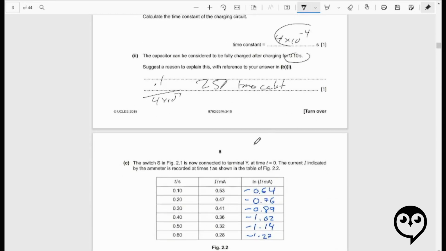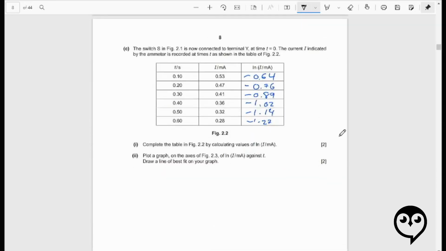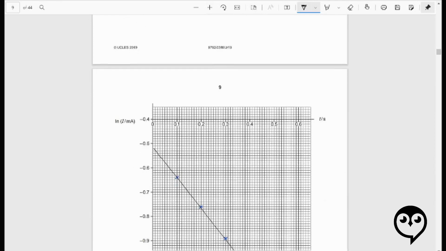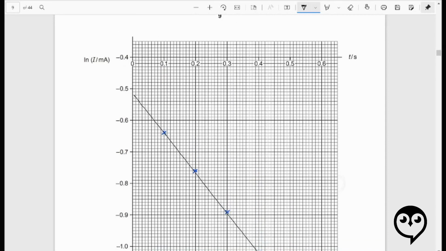Let's move on. Okay, so there's a question here. We need to fill in the table. I've gone ahead and calculated the ln of the current in milliamps, and there we have the values. Complete the table. We've done that. Plot a graph of the ln of I versus t, draw a best fit line. So I've done that graph. I think I've done a fairly good straight line with my fine pen and ruler over the laptop surface.